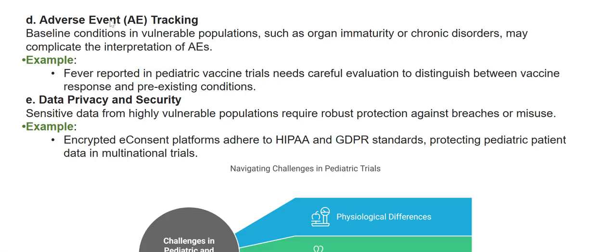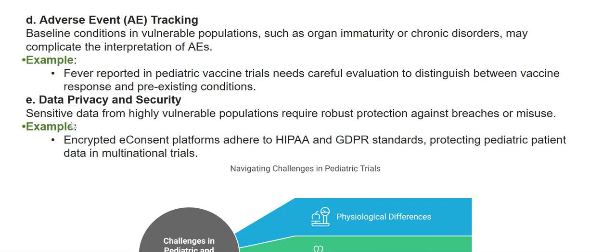To summarize the idea of tracking adverse events, AEs: if we have a trial for children, a pediatric vaccine, and children are a vulnerable population, and fever was reported as an adverse event, now the fever needs to be distinguished whether it's due to the vaccine, that is the investigational product or the study medication under investigation, or due to a pre-existing condition that has nothing to do with the vaccine or the investigational product.